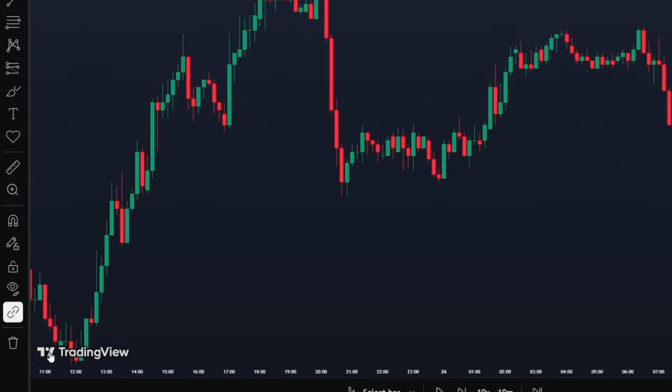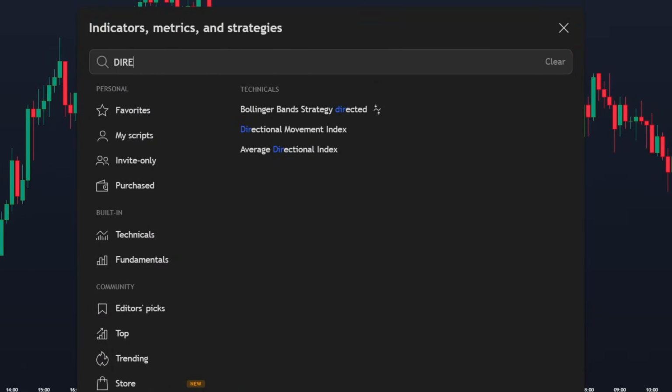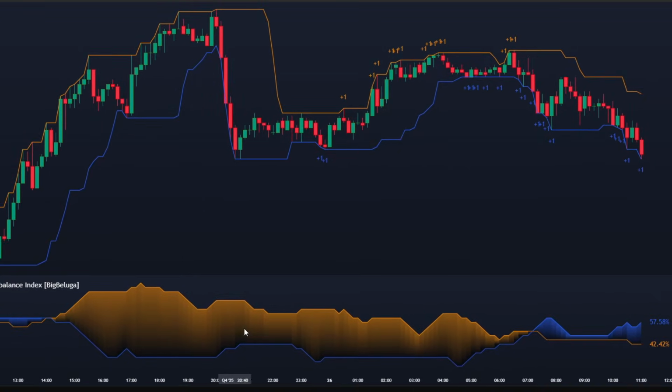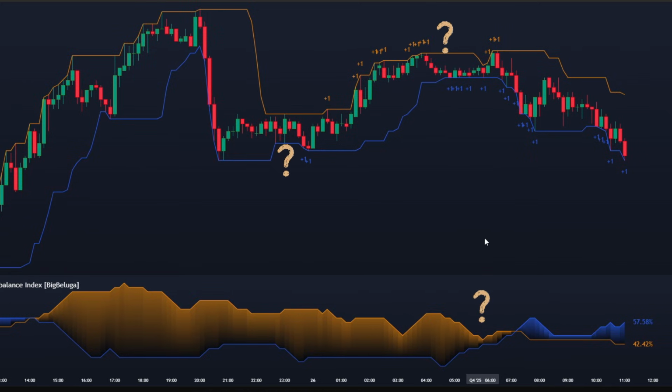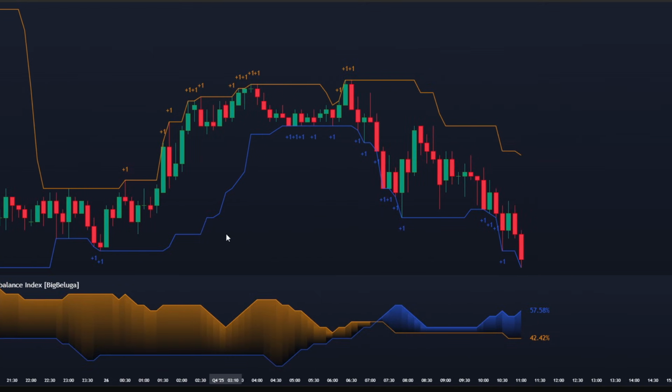I'm on TradingView. First of all, open Indicators and search for Directional Imbalance Index. It's the new one from Big Beluga. Add it to your chart and you'll see it appear below the price. At first it looks a bit unusual, but once you understand how it works, it becomes one of the cleanest strength reading tools you'll ever use.